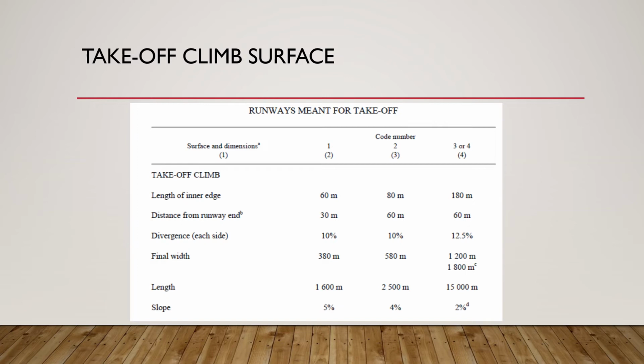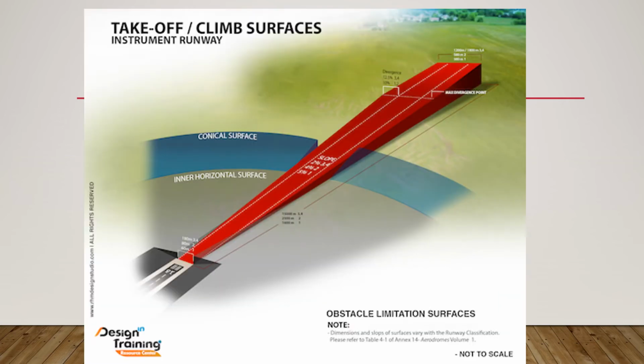So the length of the inner edge for a code number 3 or 4 runway would be 180 meters, that is 90 meters extended on both sides from the runway center line, and it starts at a distance of 60 meters from the runway end, or in case a clearway is provided along with the runway, then it starts at the end of the clearway, with a divergence of 12.5% on each side and extends up to a distance of 15,000 meters from the 60 meters from the end of the runway, with a final width of 1200 meters or 1800 meters and a slope of 2% from the inner edge. So the takeoff climb surface starts at the 60 meter.